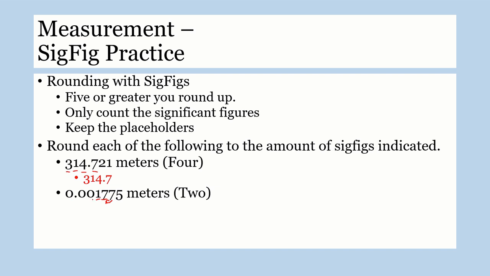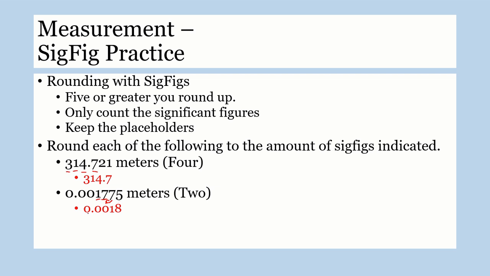So we keep these zeros. This is going to be 1, 8. So our answer is going to be 0.0018 meters. You need to keep these zeros. It's really important that you do that. I always say that there are 2 things you need to do to check your answer. Number 1, does your answer have the right number of significant figures you're rounding to? Well, if you just look at this number, it's got 2. The second thing is, is it close to the original answer?